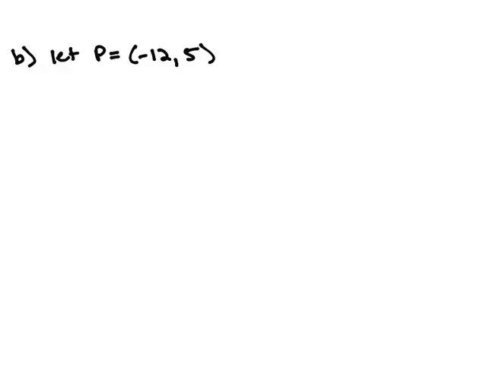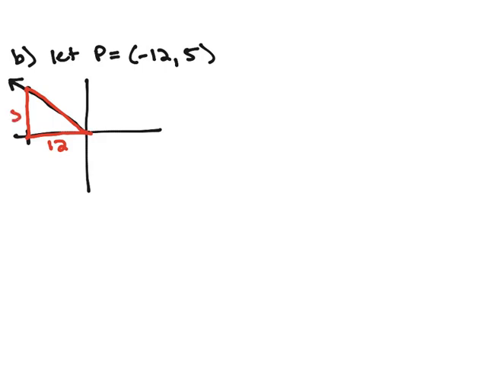All right, this time we have the point negative 12, 5. So let's draw that. I'm going over negative 12 in the x direction and up 5. So I'm going to make that my terminal side. And if I draw my right triangle here, then we went over 12 in the x direction and up 5 in the y direction.